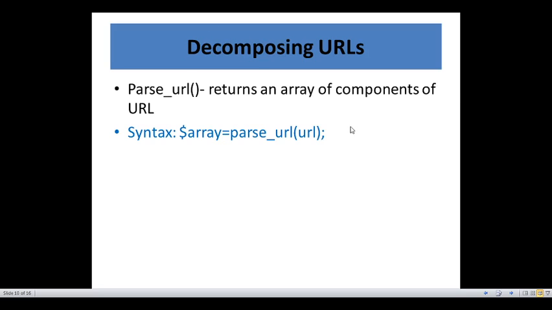Here we can divide our URLs also. For this we are using the function parse_url. It returns an array of components of the URL. The syntax for this is parse_url with your URL as input. So you will get the array.